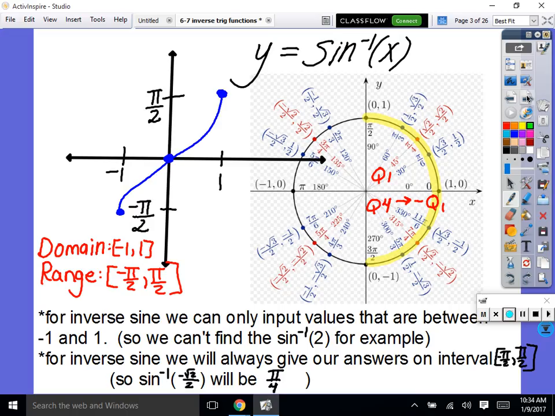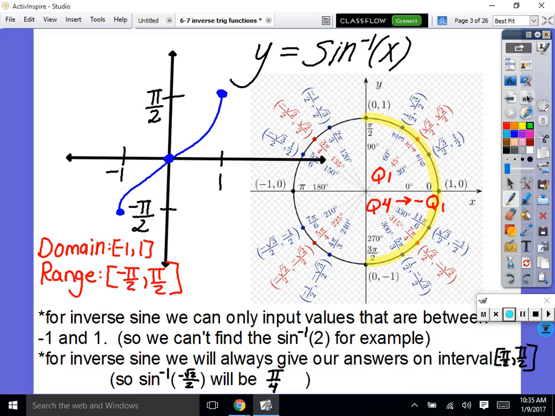So what I said down here is, for inverse sine, we can only input values that are between negative 1 and 1. So we can't find sine inverse of 2 because 2 is outside of the domain. You see how that's plugging in 2? It's an x input. We can only input into sine inverse values between negative 1 and 1. So would negative 0.5 be okay? Yes. Isn't negative 0.5 in that interval? You get what I'm saying? So anything outside of that interval, when you're using a calculator, if you type in sine inverse of 2, it'll say error. And that's because 2 is not an input we can put in. It's not in our domain. Does everybody understand now?